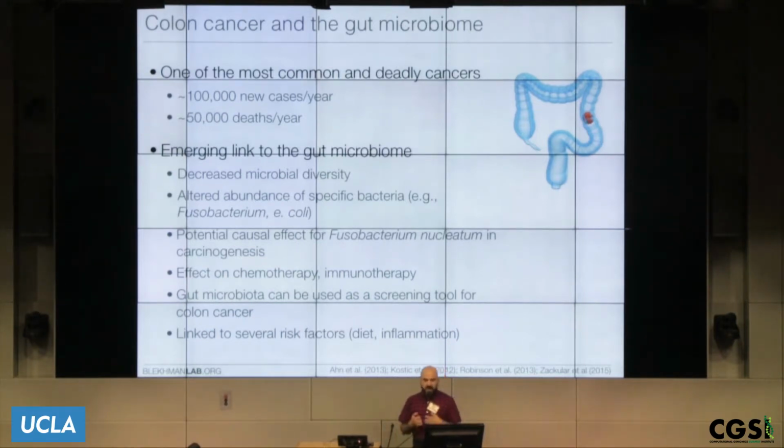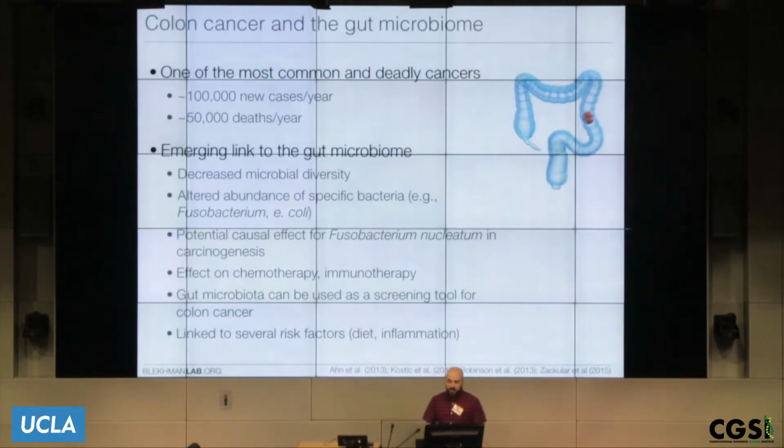Some of the findings are that there's decreased microbial diversity. People with colon cancer usually have lower diversity in the microbiome, so fewer taxa compared to healthy people. There's an altered abundance of a number of bacteria that recur in these studies. Fusobacterium is one of them, and it was also identified in other studies as having a possible causal role. A bunch of studies treated cancer cell lines with Fusobacterium and found changes that might be related to cancer development and progression.